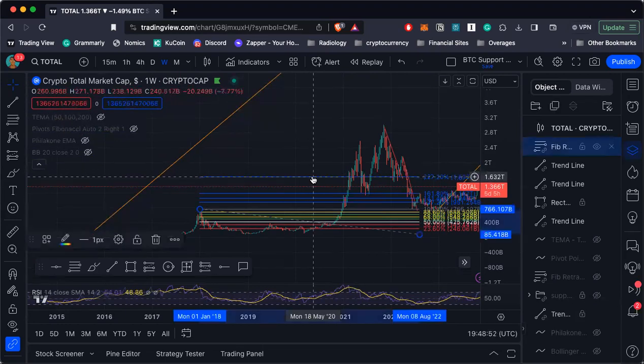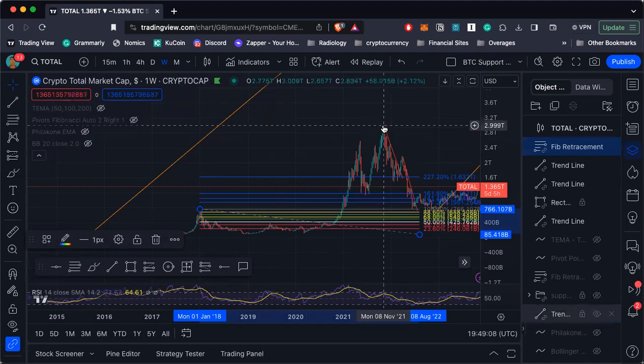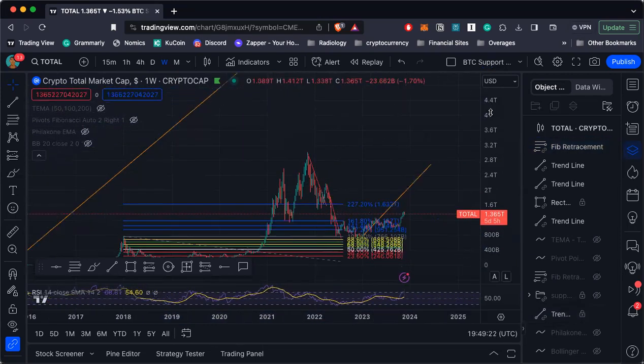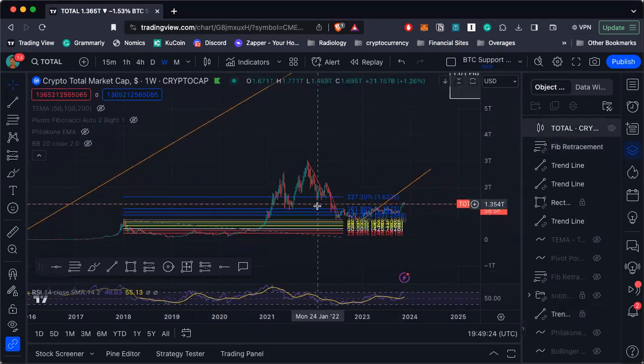And think about what the price of Bitcoin did between these two points in time. The price of Bitcoin here in 2018 was about $20,000 at peak, and here it went to a $60,000 peak. So that's about 300%, the price of Bitcoin went up. That's the crypto market cap from there to there.